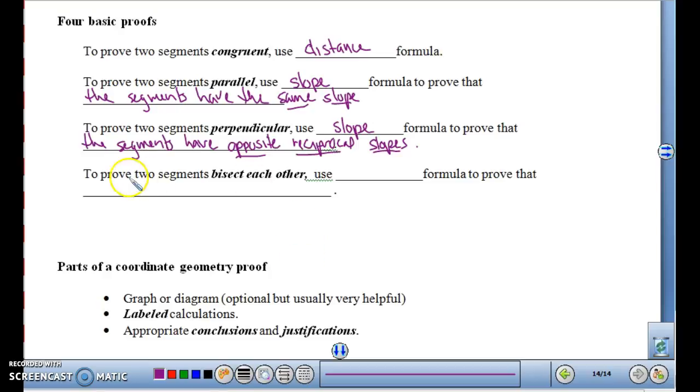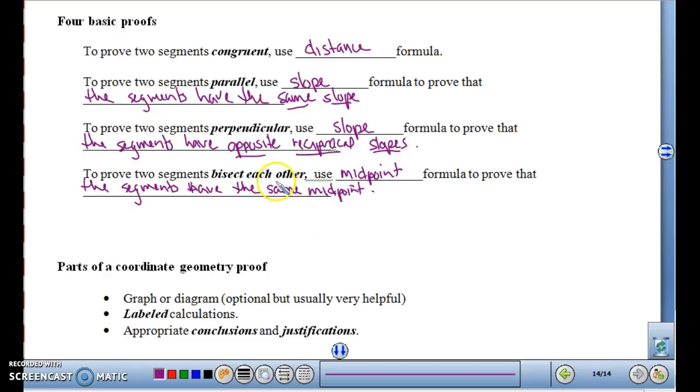And the last one, to prove that 2 segments bisect each other. Remember, they cut each other in half. If 2 segments bisect each other, what would they have in common? They would have the same midpoint. So we would use the midpoint formula to prove that the segments have the same midpoint. So if segments have the same midpoint, they bisect each other.